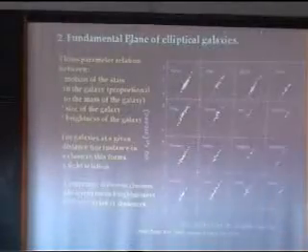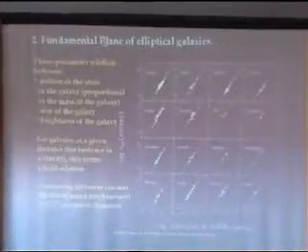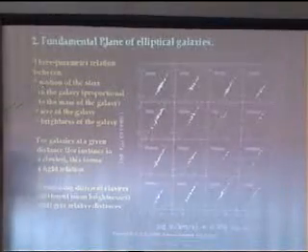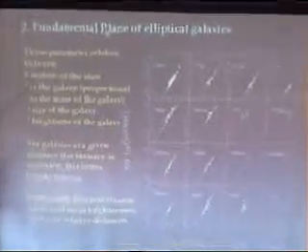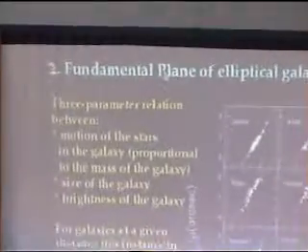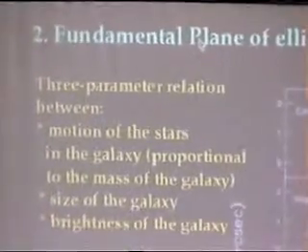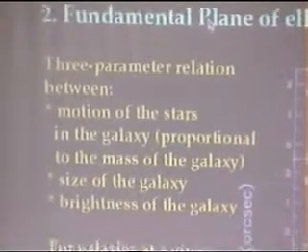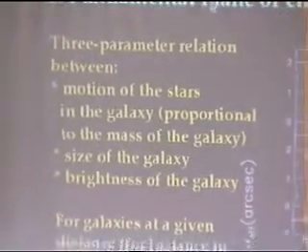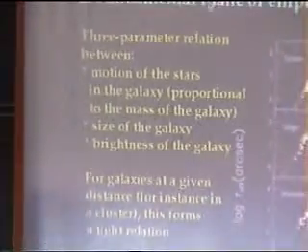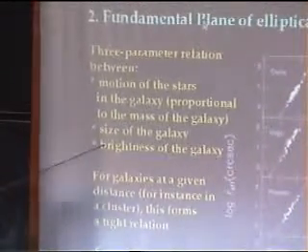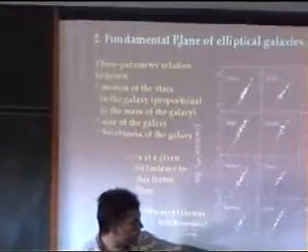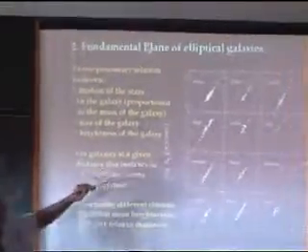An easier way, which we use, is the fundamental plane of elliptical galaxies. Now what you use here is a 3-parameter relation between the motions of the stars and the galaxy. The faster the stars move within the galaxy, the more massive the galaxy is, and that relates to the brightness of the galaxy, if you assume a constant mass-to-light ratio. The size of the galaxy and the brightness of the galaxy. This is the motion of the stars. That's the brightness of the galaxy, and this is the size of the galaxy.